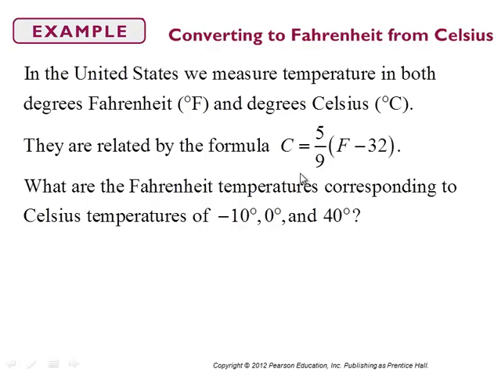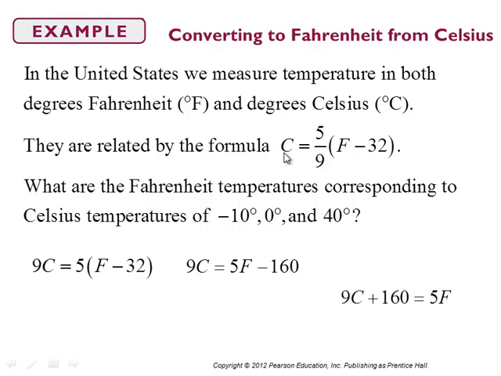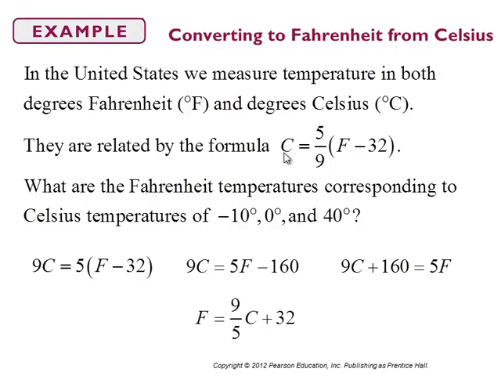So if, for example, the Celsius temperature is negative 10, then you can go ahead and plug in negative 10 for C. But because we've got 3 temperatures, it would probably make more sense if we take this equation and solve for F in terms of C. Again, maybe multiplying both sides by 9, dividing by 5, and adding 32. So you end up with F equals 9/5 C plus 32.